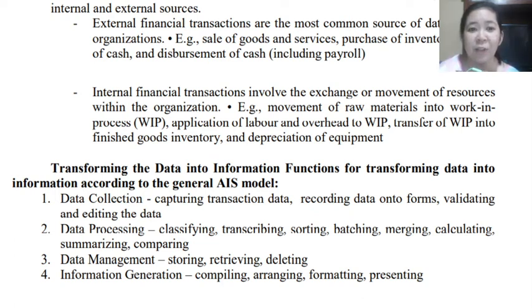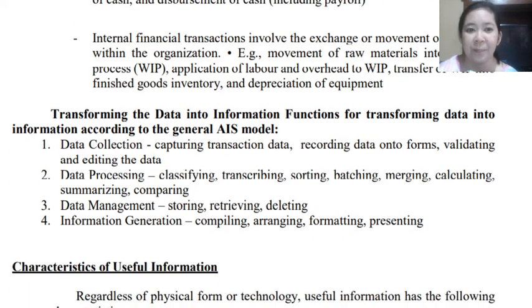For the information generation, of course, this is compiling, arranging, formatting, and presenting. This is now our financial report or financial statements already. So this is an example of the general model of AIS.